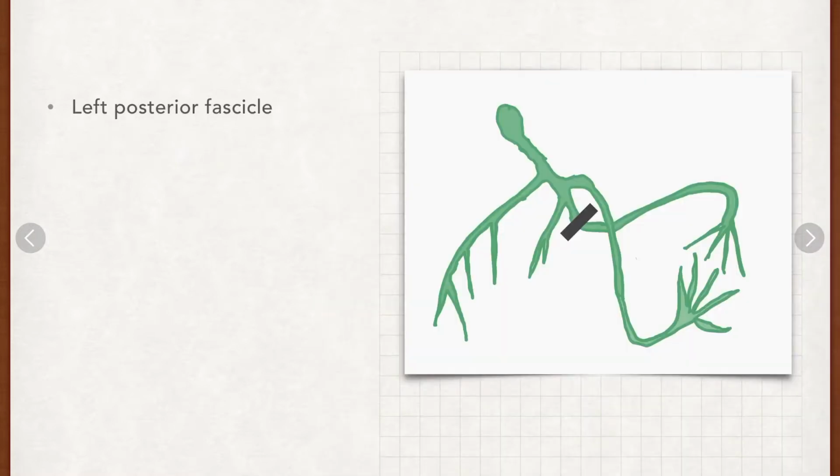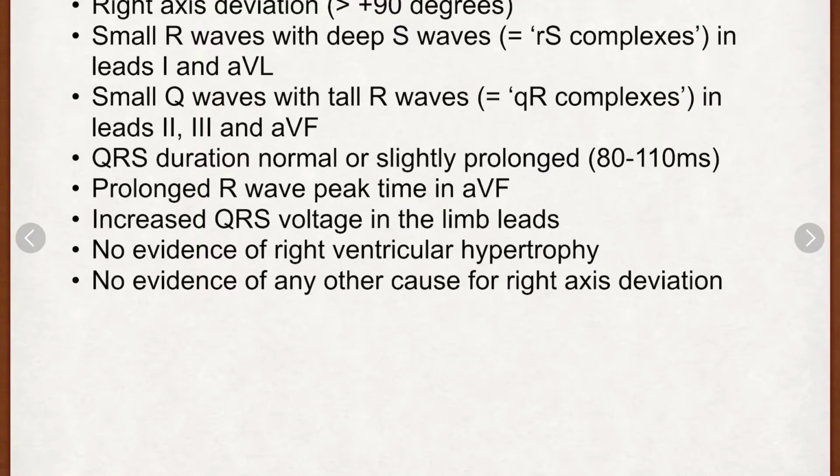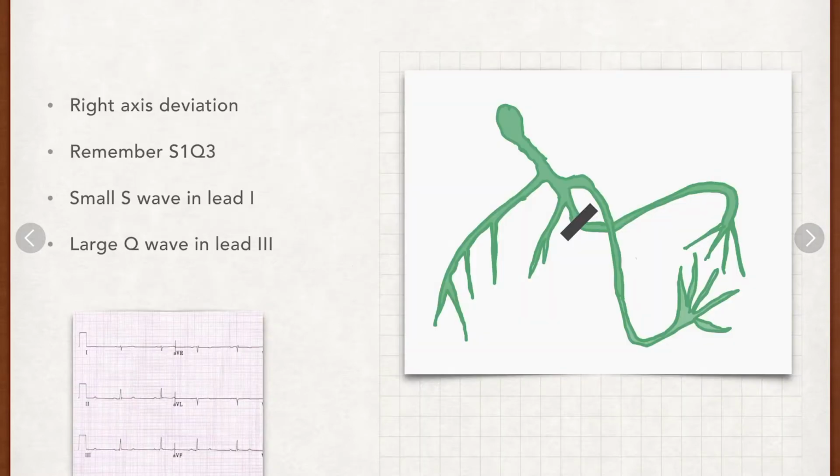Now the left posterior hemiblock, again, there is this, and if you really can memorize all that, that's awesome. Because if you have all this, there's no doubt then that you have it. But I can't remember all that, so I remember S1 Q3, and that makes it easier for me.